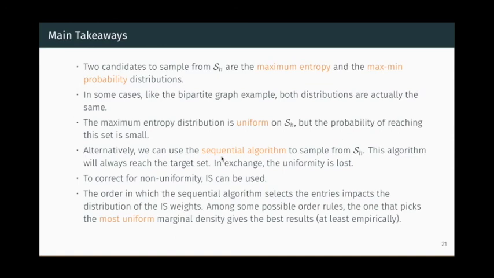This algorithm always reaches the target set, but in exchange, you lose the uniformity of the samples. However, if you want to correct for non-uniformity, you can always use importance sampling. And when using the sequential algorithm, the order in which you sample the points is important, and that will affect the distribution of the importance sampling weights. But you can use adaptive orders, such as the most uniform order, and that will give you better results in practice.